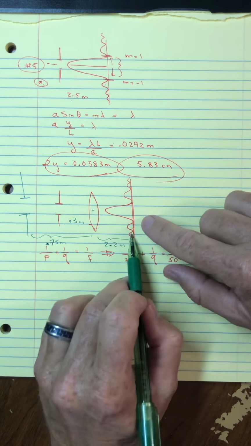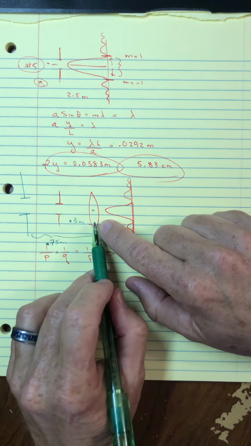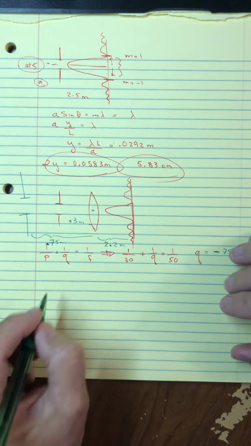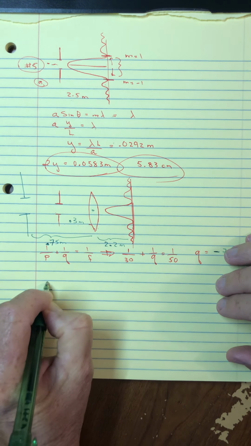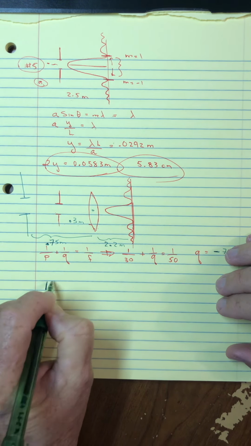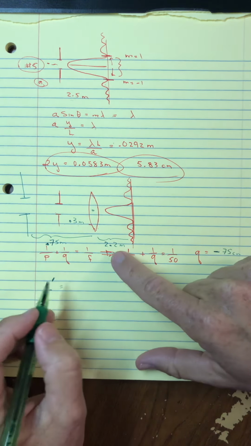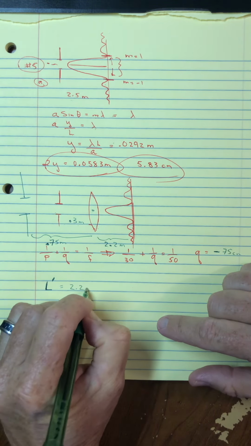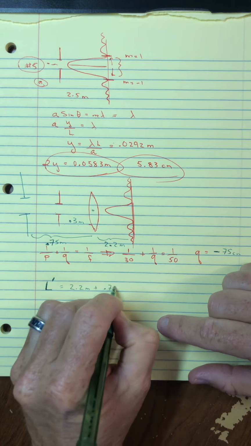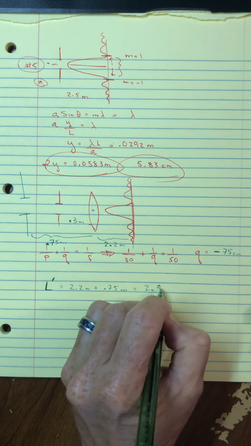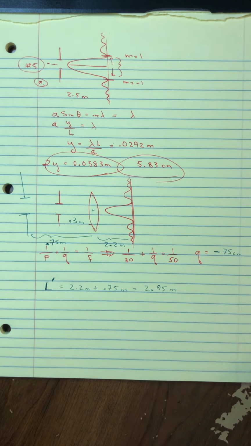And what the screen is now seeing is the image, which is this projection of 75. So you might call this the new L. I'll call it the L prime, if you will, because it would be then the 2.2 meters plus the 0.75 meters, which would make 2.95 meters. So there's our new distance.